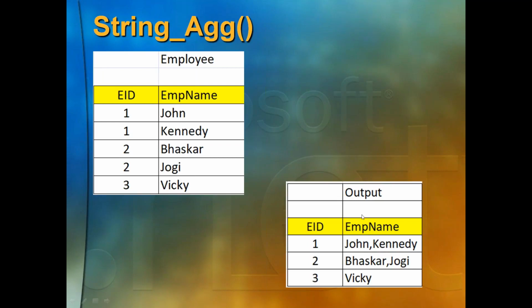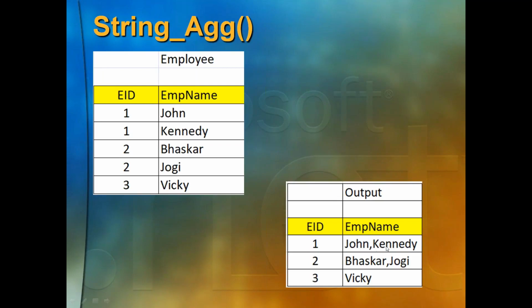Now I wanted to have it like this. If you wanted to display like this, then definitely you should be able to use the string aggregate function. Without that you can also do the query, but it is a very, very complicated query. If you wanted to aggregate this data, it will take a lot of complexity to understand and to write the query. So we have a function called string aggregate function.